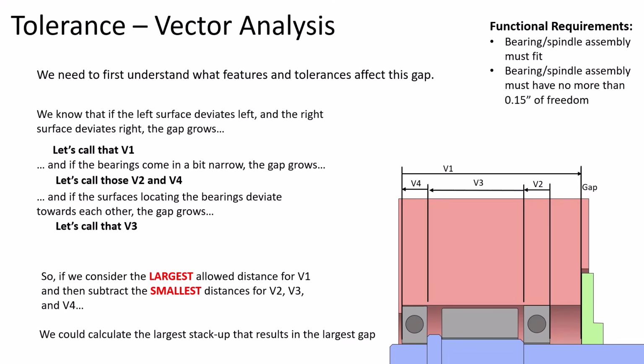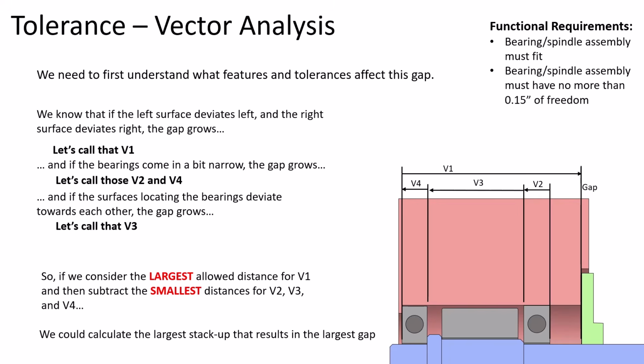So when we're drawing a vector map, it's always easiest to show vectors from feature to feature within one part. For example, vector 1 is from the red surface to the other red surface. And vector 2 is from the gray surface of the bearing to the other gray surface of the bearing. And vector 3 is from the purple surface of the spindle to the purple surface of the spindle.